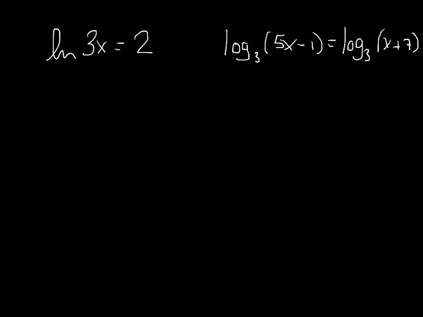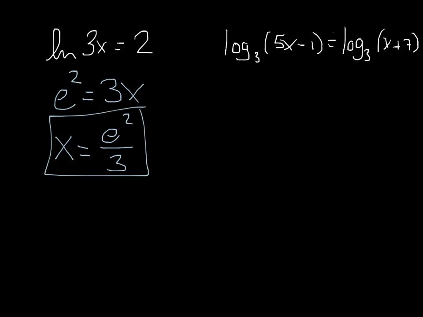In these problems, I have a natural log of a variable. So again, I have to use the inverse operation to get that variable out of there. The inverse of a natural log is an exponent, in this case base e. So just by the definition, I have e squared equals 3x. Solving for x, I get x equals e squared over 3. And that's all there is to it.